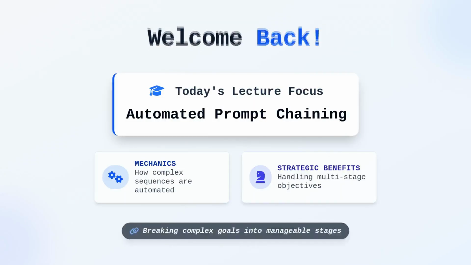Welcome back. In this lecture, we are going to explore the mechanics and strategic benefits of automated prompt chaining to handle complex, multi-stage objectives. Automated prompt chaining is the architectural practice of treating individual prompts as nodes in a directed graph, where the output of one large language model interaction becomes the input for the next. Rather than attempting to solve high-complexity tasks within a single, monolithic prompt, we decompose the objective into discrete, manageable subtasks that can be executed sequentially.